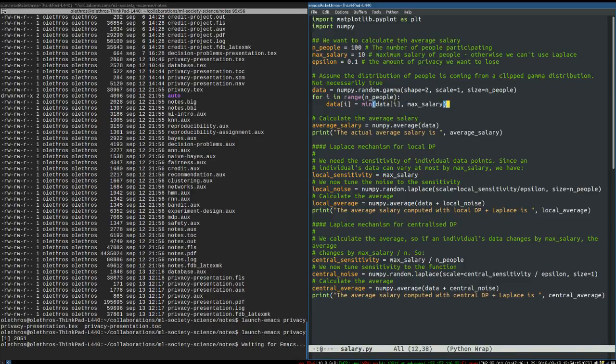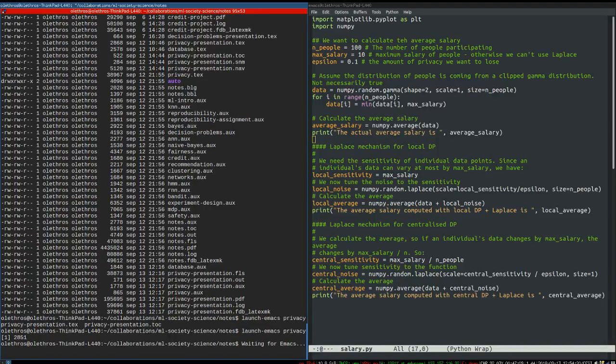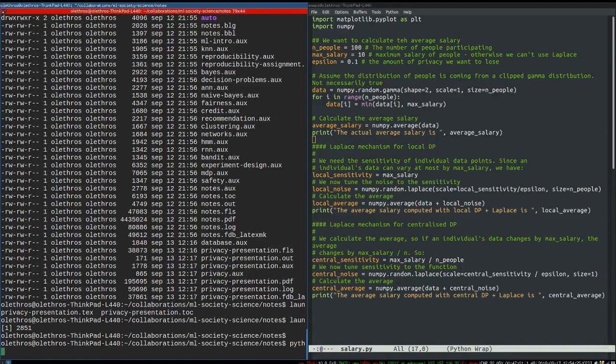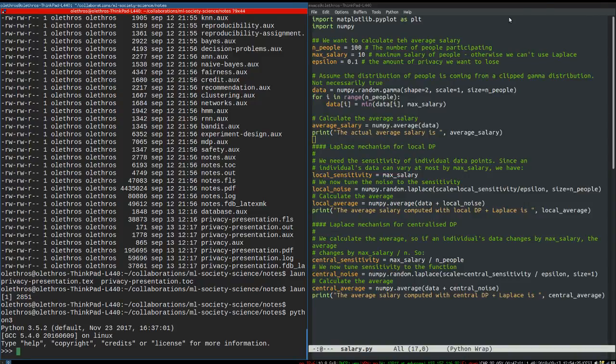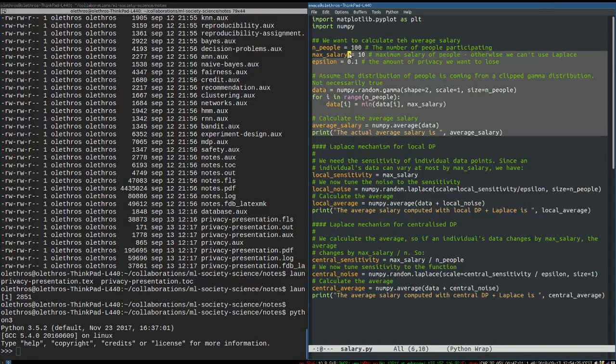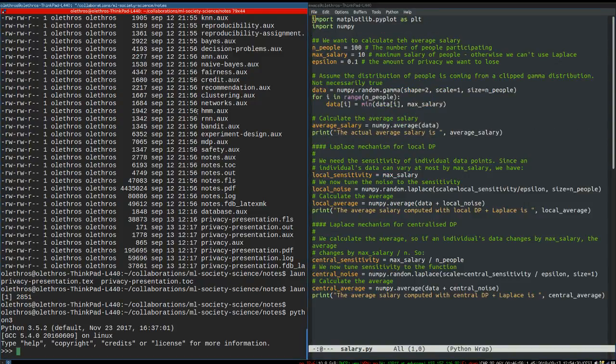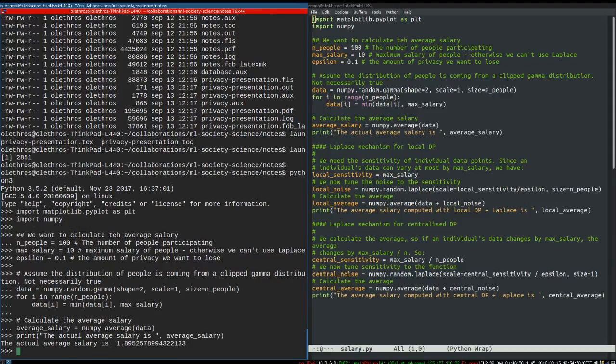Okay. So now we just generate some data. Now we can just calculate the average salary. Just put that in the Python console directly, so we can see it. Okay, so the average salary is 1.9.